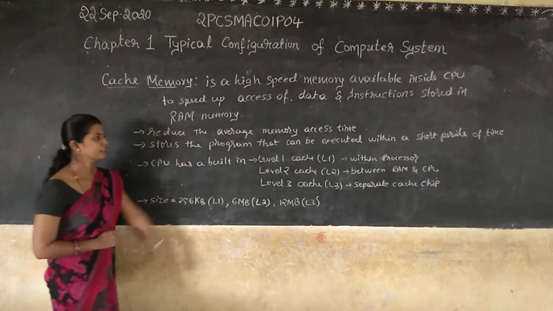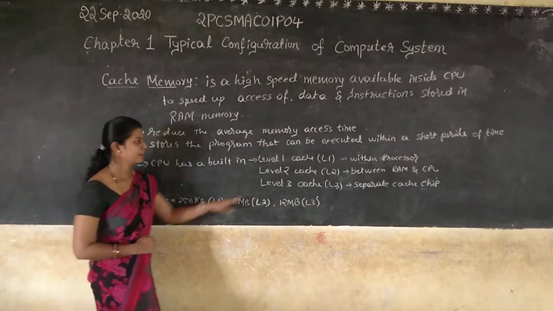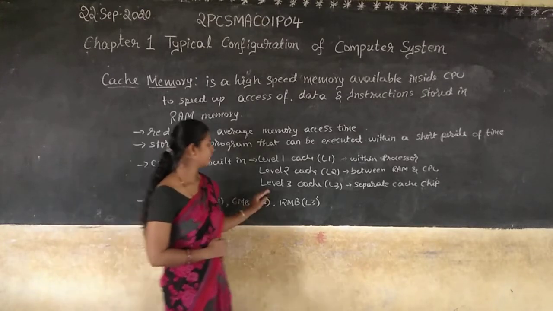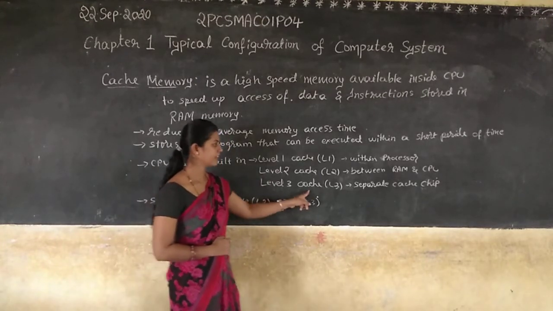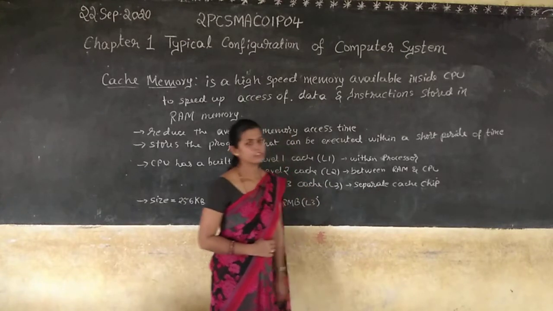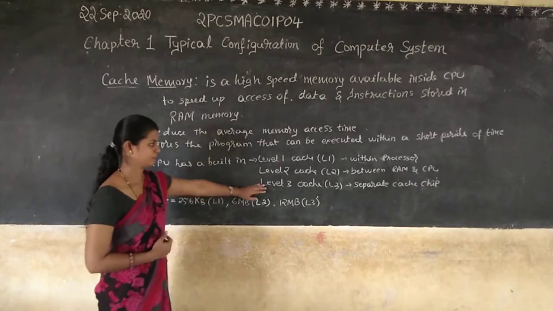The size of the level 1 cache is 256 KB and level 2 cache is 6 MB. And the last one is level 3 cache, which is a separate cache chip. So it is built-in, it is a separate cache chip.